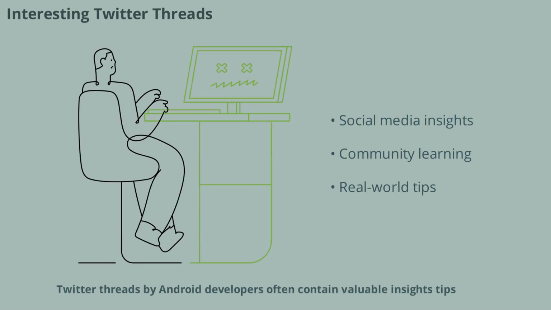Twitter threads by Android developers often contain valuable insights, tips, and discussions about Dagger Hilt, dependency injection, and best practices. Following these threads can help you stay informed, learn from real-world experiences, and connect with the developer community. We'll highlight the importance of engaging with social media for professional development.